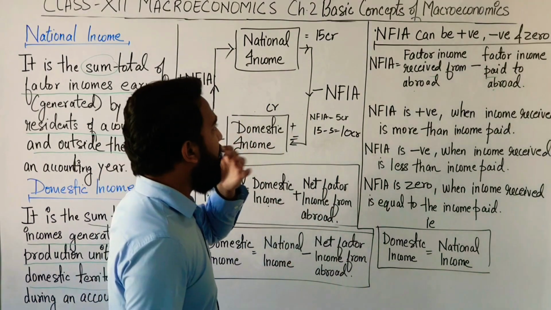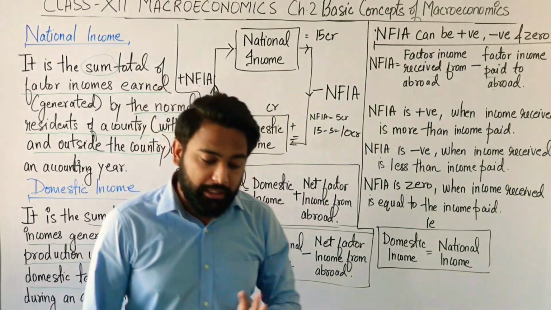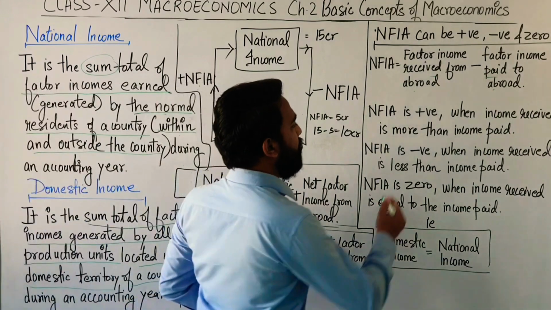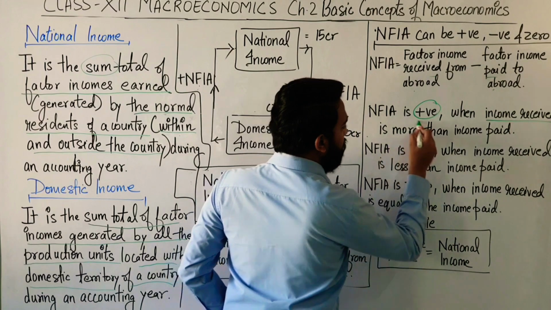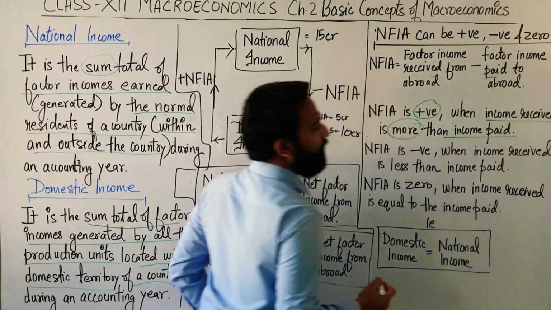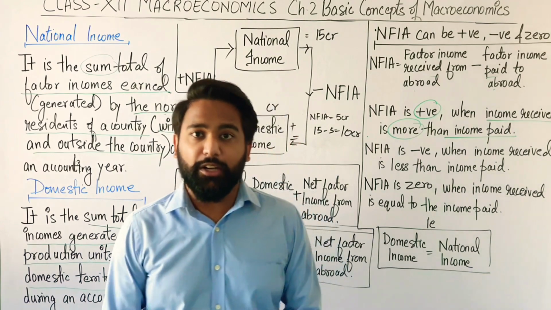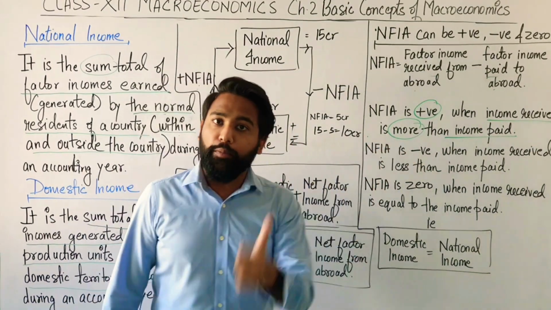So here is the heading. NFIA can be positive, negative and 0. Yes, it can be all three of them. How? NFIA can be positive when income received is more than income paid. If we are receiving more and we are paying less, then it's a good thing. We will earn more. Our NFIA will be positive.